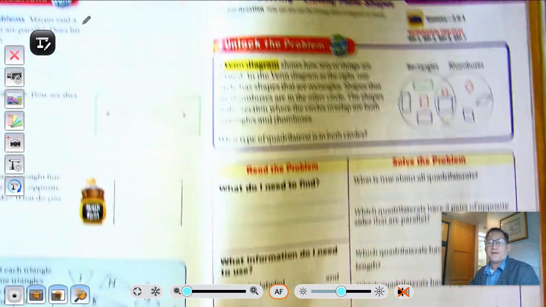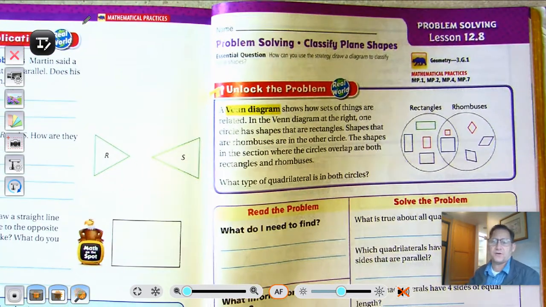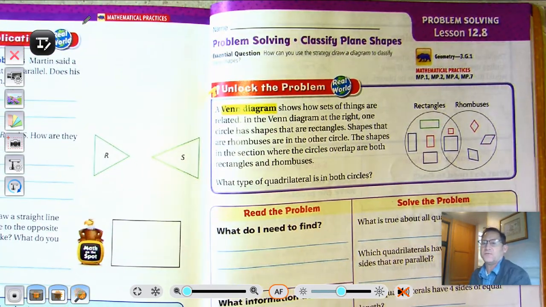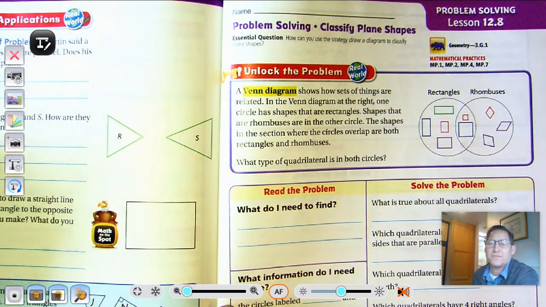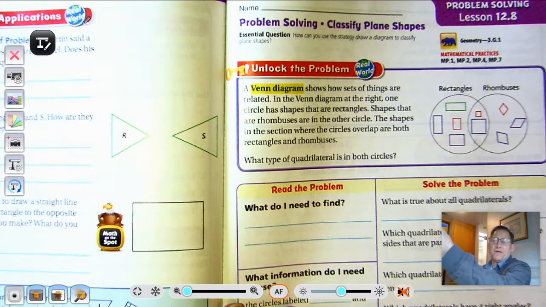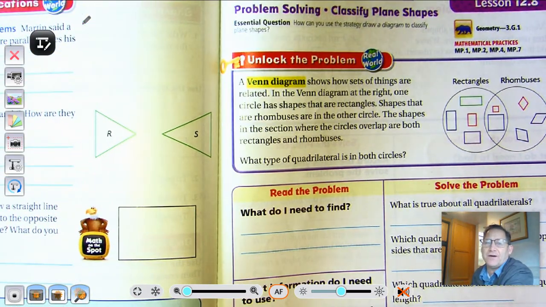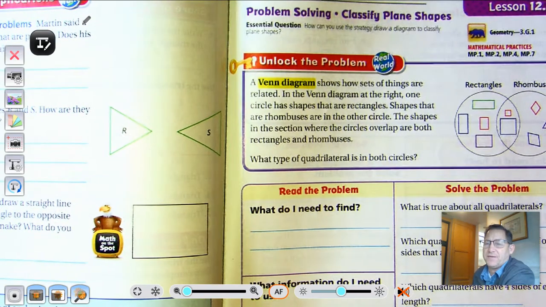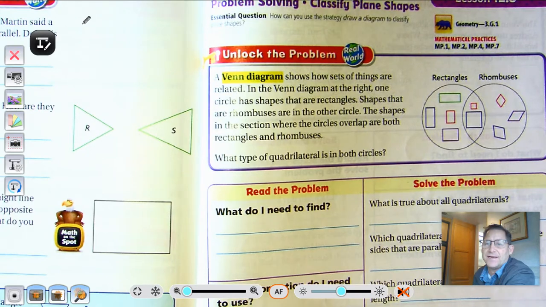Hello, everybody. All right, so next to last lesson of the third grade book, lesson 12.8, problem solving. In this lesson, we're going to be classifying plane shapes, and our essential question is how can you use the strategy draw a diagram to classify plane shapes? Okay, and we're on page 535 of the third grade textbook.